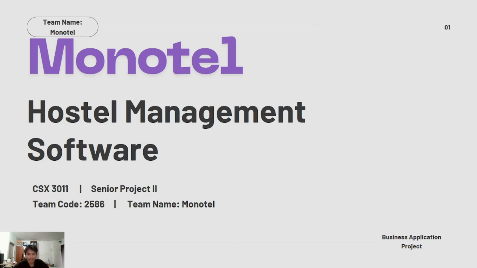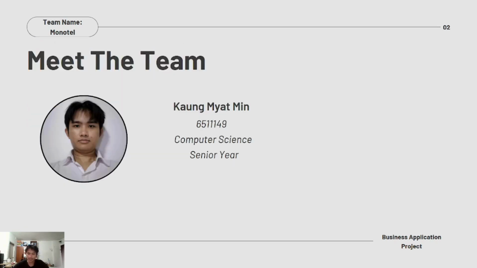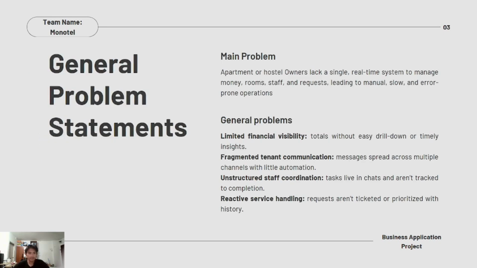And the thing that I'm going to propose is hostel management software. It is named Monotel, and my team is also named Monotel. For this, I'll be working alone, so this will be a solo project, and I think the scope is manageable for a fourth-year computer science student, and well within a semester. So these are the problems that I'm trying to solve.